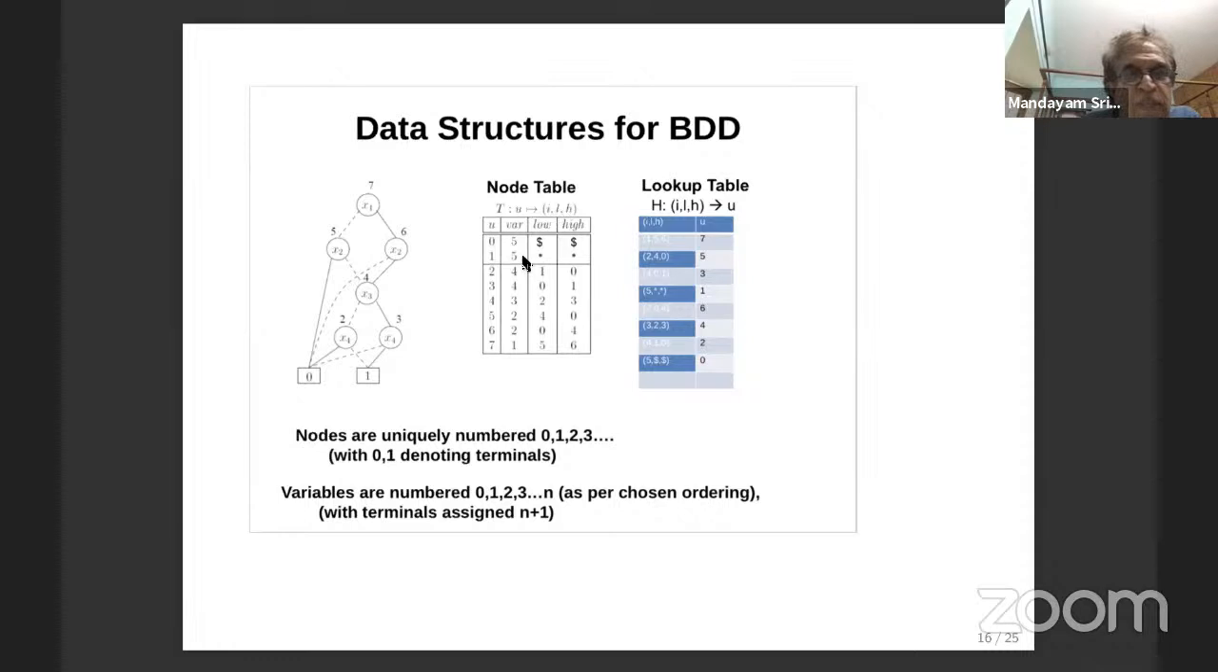By the way, there are two kinds of IDs I'm using here, so don't get confused. There is a unique ID for each of the nodes, and there are also variables. In the table that I've shown here, I'm assigning the variable number as per the ordering. Here the ordering is x1 less than x2 less than x3 less than x4, so the variables are numbered as 1, 2, 3, 4.